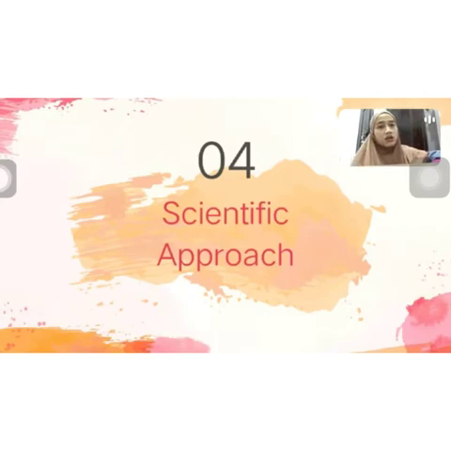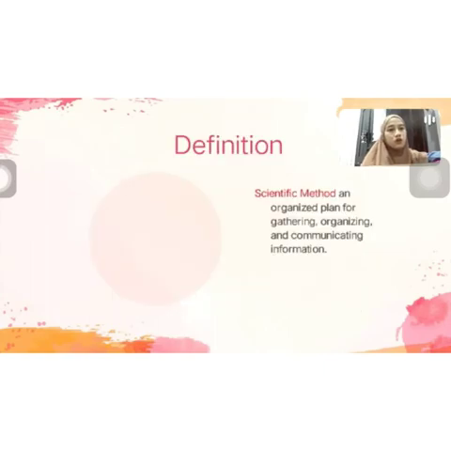And next, we move to the next part. There are scientific approaches. The definition of scientific approaches is a scientific method and organized plan for gathering, organizing, and communicating information.